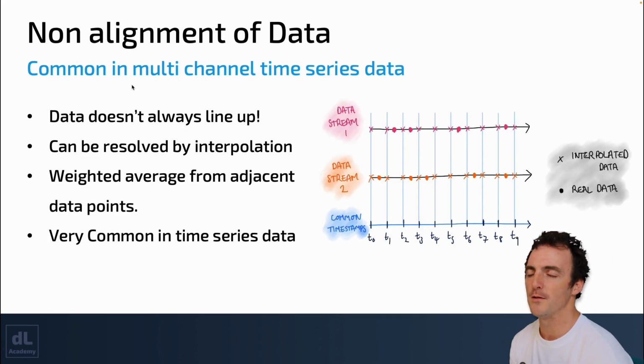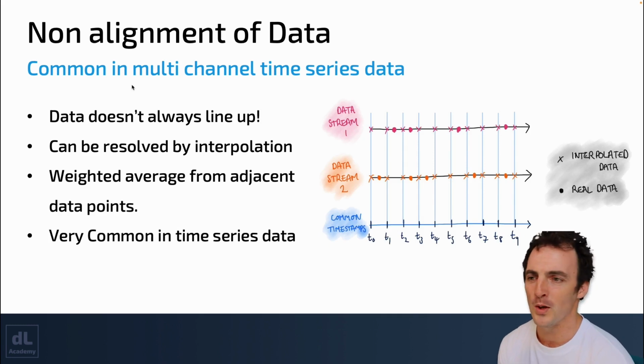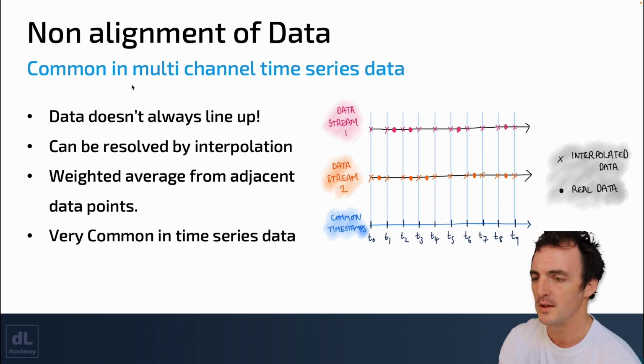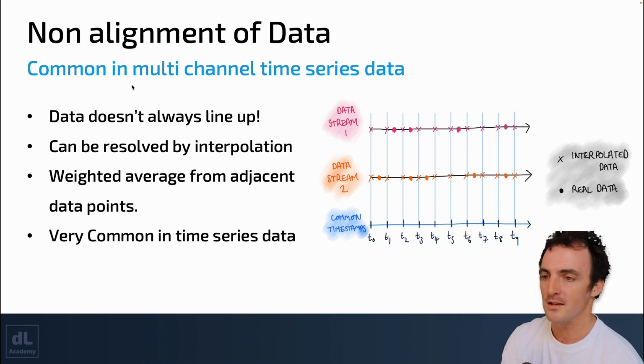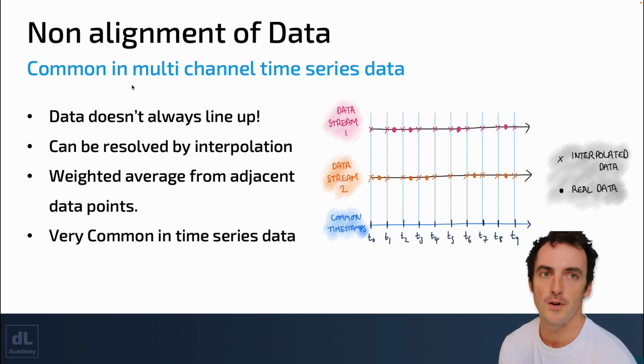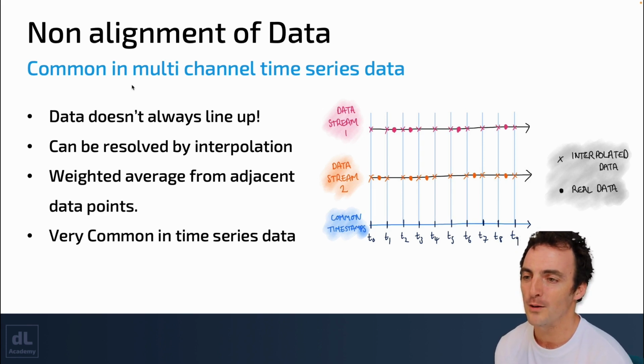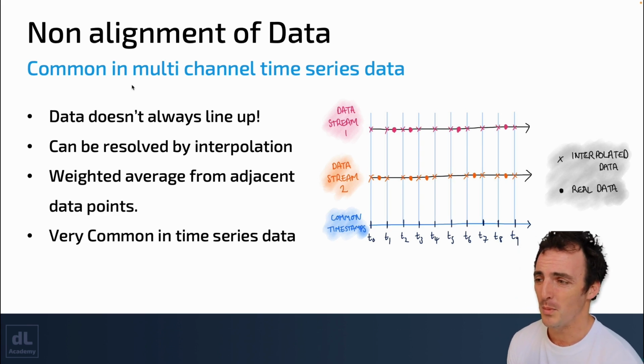So yeah, let's go back to the first one, non-alignment of data. Really common, right? It's super common when you have time series data. So the little picture on the right-hand side shows you two data streams. And what we ultimately want is we want them all on common timestamps, so T0, T1, T2, T3. But these sensors are essentially polling at different frequencies. And so how do you get a value at T1 when neither of the data streams give you a value at that time? This can be resolved typically by interpolation.